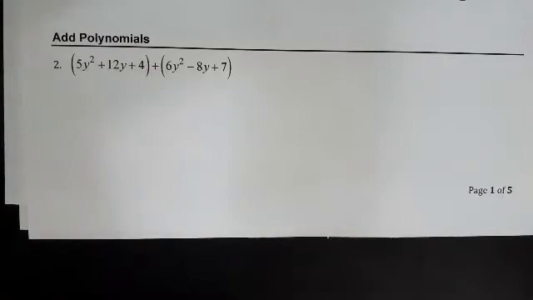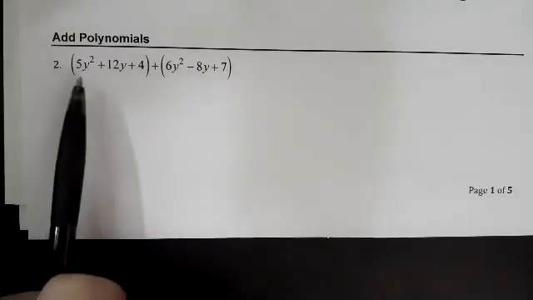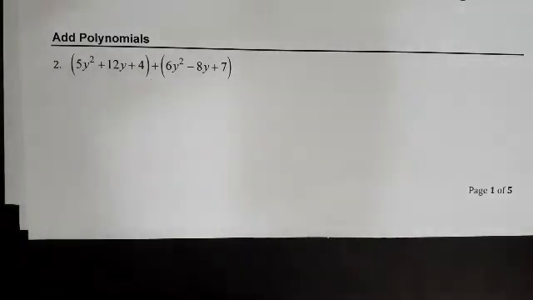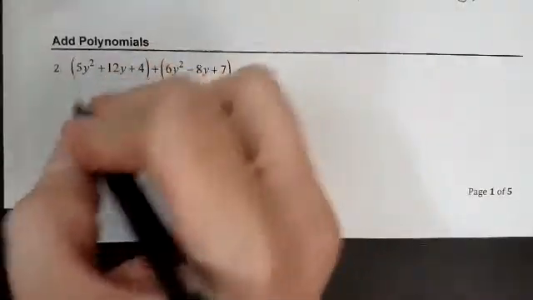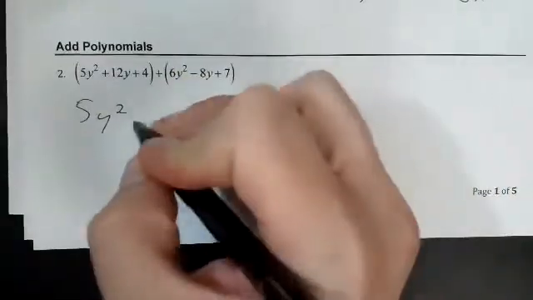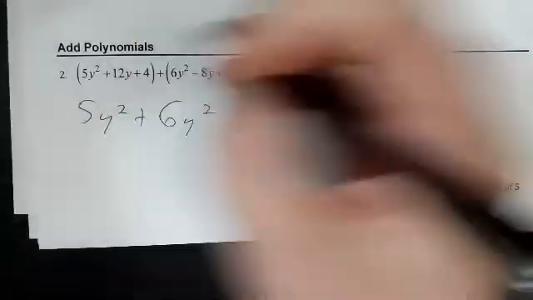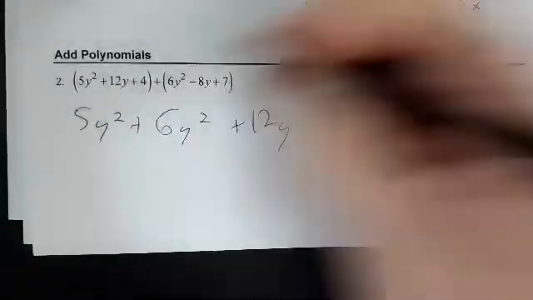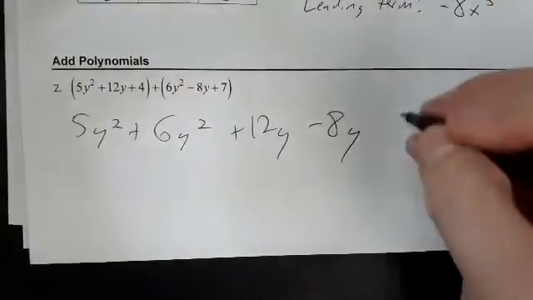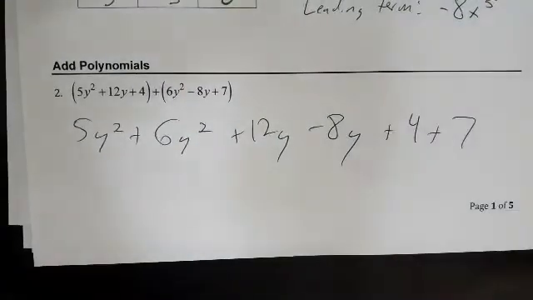So if we have 5y squared plus 12y plus 4, plus 6y squared minus 8y plus 7, there are a few things we know about addition, right? And so we can use the fact that it is associative and commutative, and this goes back to the previous notes, something very similar. I can currently look at this 5y squared as being added to this 6y squared. I can look at this plus 12y being added to the minus 8y, and plus 4 and plus 7 will go together.